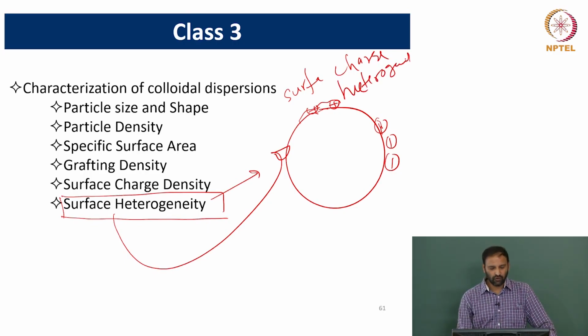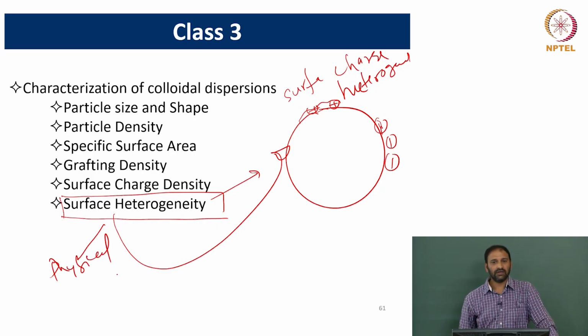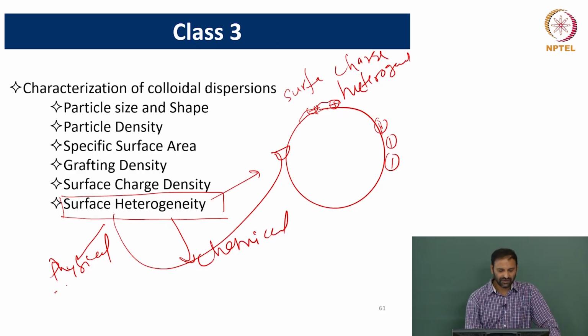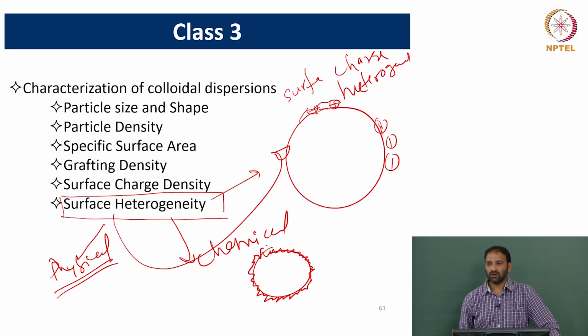Surface heterogeneity can be of two types. One is physical surface heterogeneity, or it could be chemical surface heterogeneity. The physical surface heterogeneity refers to cases where I may not have a perfectly smooth surface. I could have a particle where things are rough, the surface is not atomically smooth. It has some undulations on the surface. There could be hills and valleys, right?